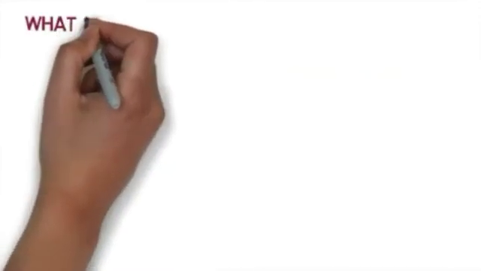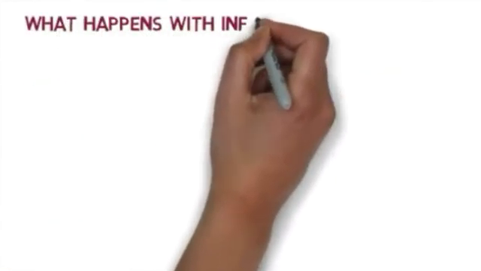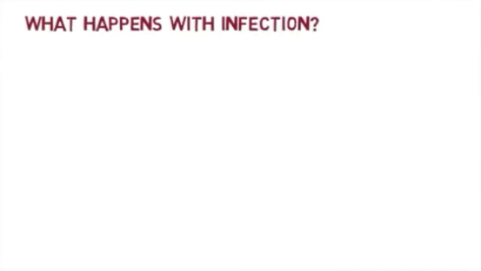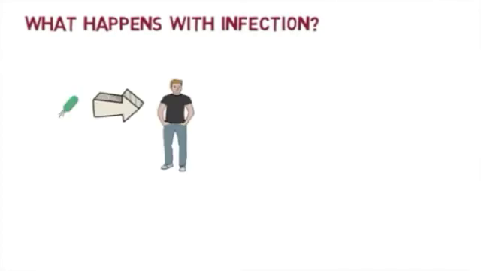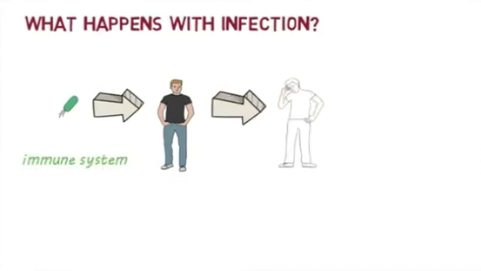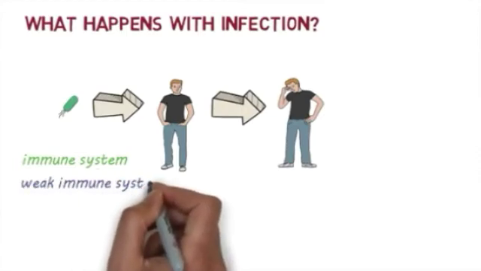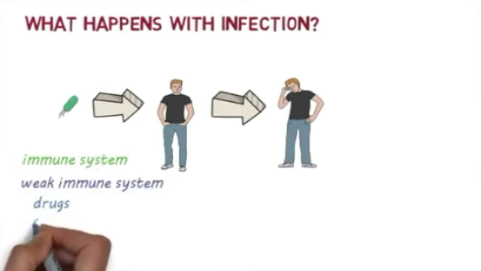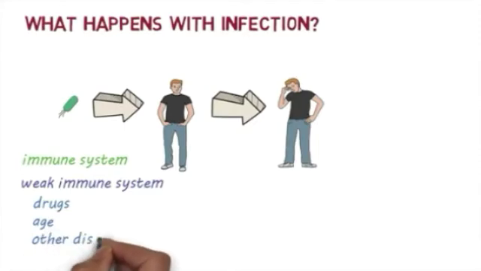Let's have a look at what happens when a person gets infected and talk about some terms that are used to describe infectious diseases. When an organism enters the body, some people fight it off with their immune system, while others can go on to develop disease. People are likely to develop disease if they have weakened immune systems. This could be due to drugs, age, or other disease. They're also more likely to develop the disease if they're not immune to it, for example, if they haven't had the disease before or if they haven't been vaccinated.